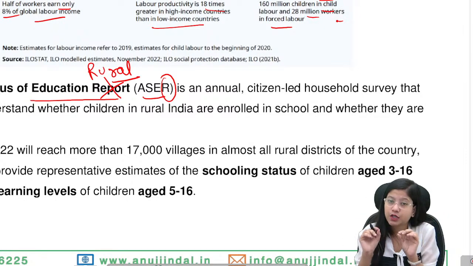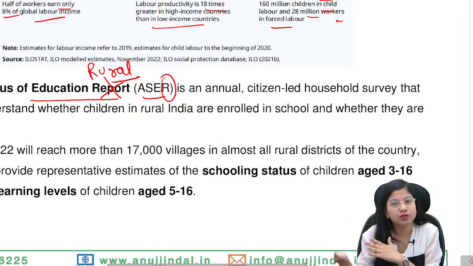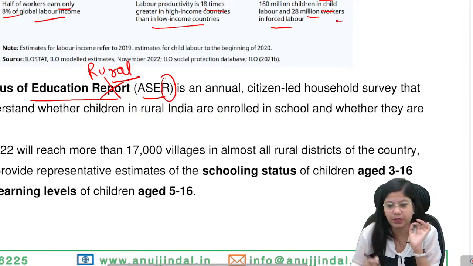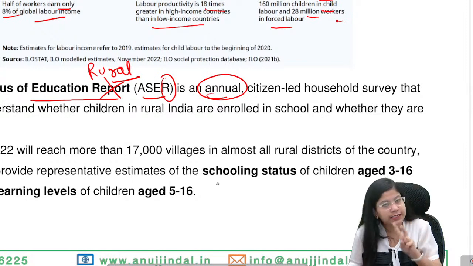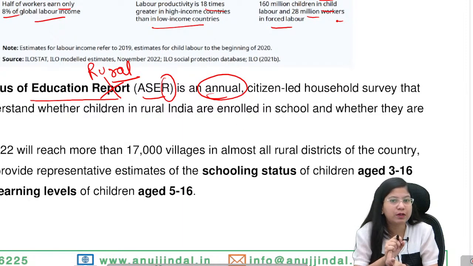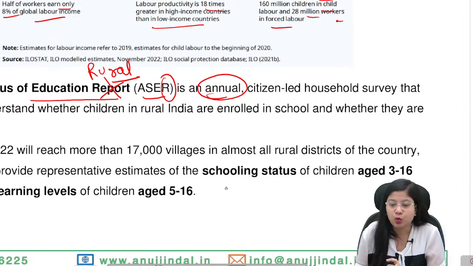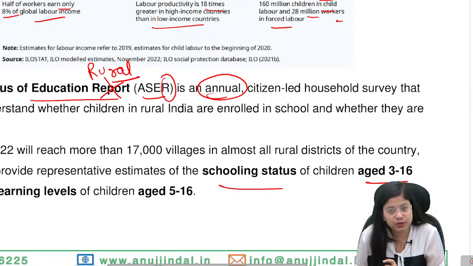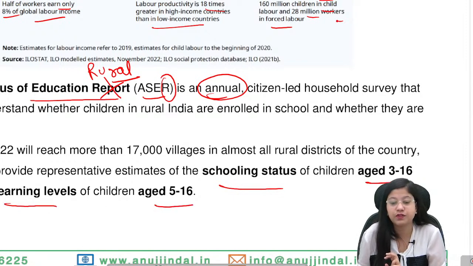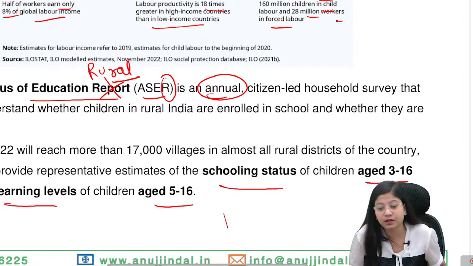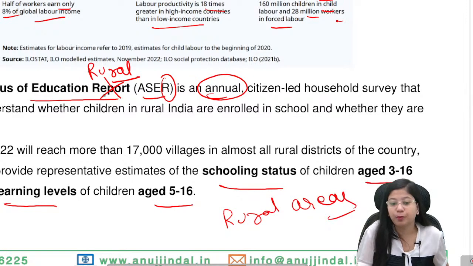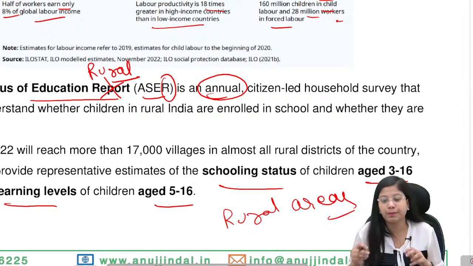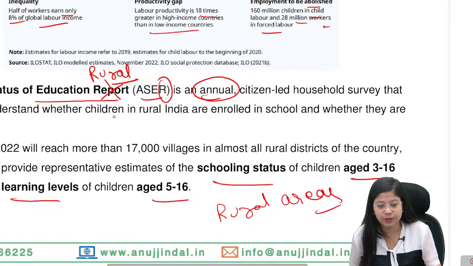So annual status of education report or rural is basically an annual publication. Okay, and it assesses two things. First is the school level participation or the enrollment, and second is the learning level. So schooling status of children aged 3 to 16 and learning levels of children aged 5 to 16 in the rural areas. That is why I substituted report with rural in order to remember the content of this particular report.